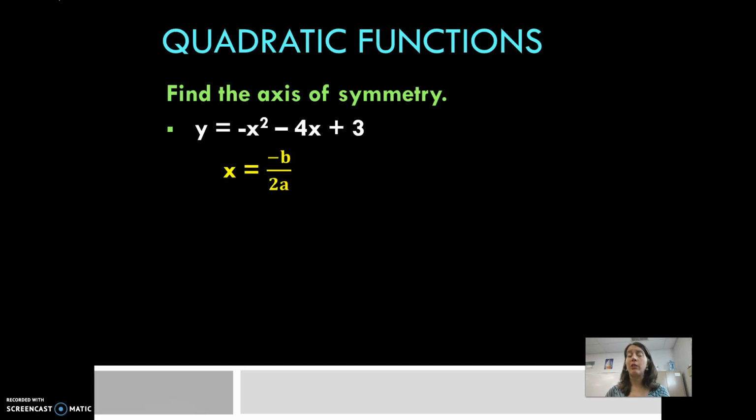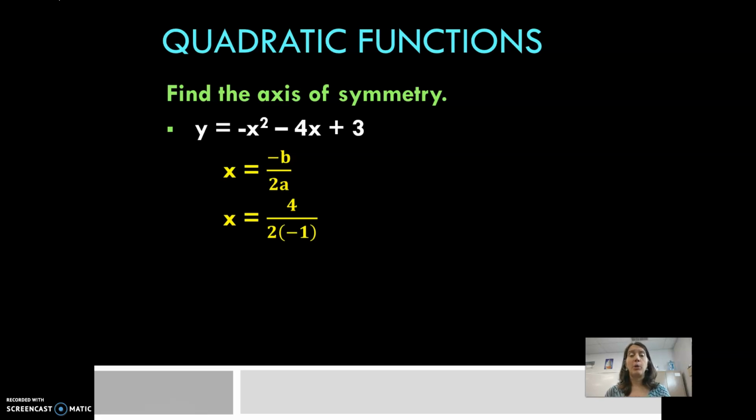What do I have for the letter a? It's what's right in front of the x squared. Well, I don't see a number there, so it's understood to be 1. And I do notice that there's a negative sign. For the a, I'm going to use negative 1. So let's go ahead and fill in our formula. Notice in the numerator, I put positive 4 because I have to put the opposite because of negative b. Negative 4 makes a positive 4. In the denominator, I filled in my a, which was negative 1.